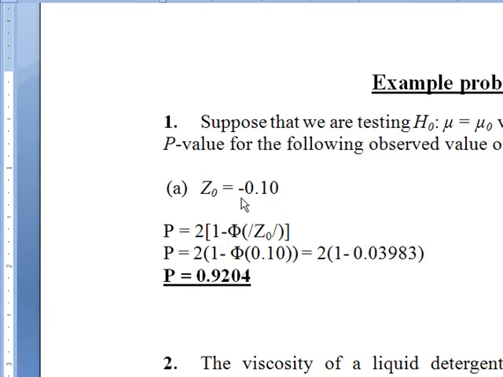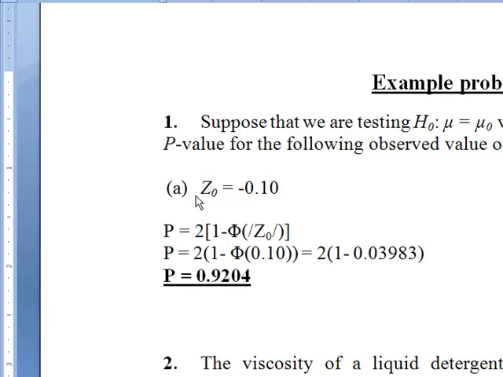So first thing, whenever you see that there is a mention of z, you know what type of distribution this is, right? This is nothing but standard normal distribution. So now we have the value minus 0.10 of this particular test statistic, which is standard normal distribution.